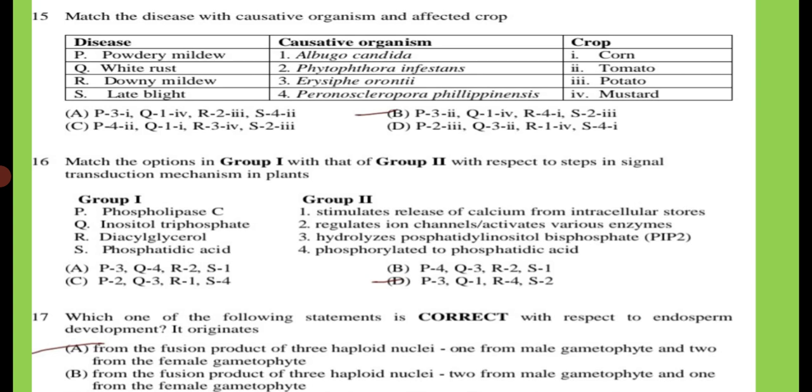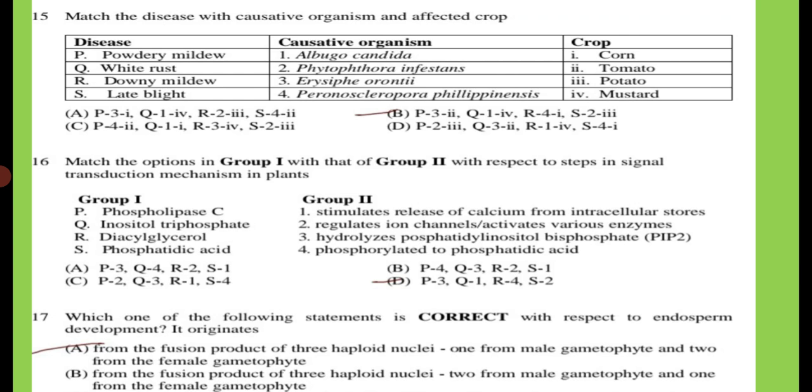So P matches to 3, and in the crop it matches to the second. P3 second. Then the disease, that is white rust. The causative organism for white rust is Albugo candida. It is a fungus and it is a disease of mustard. So Q1 and 4th. Then R, downy mildew.